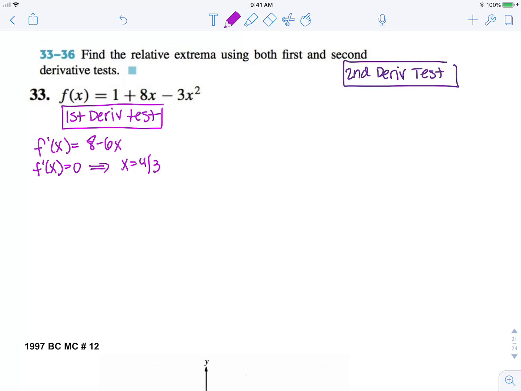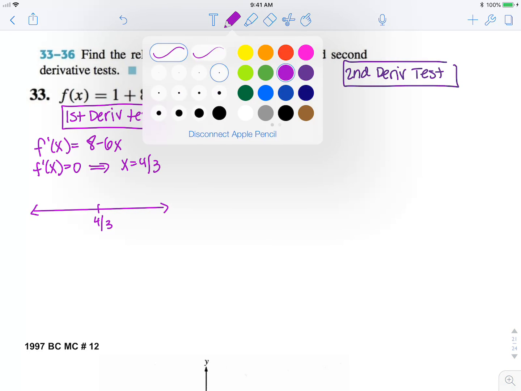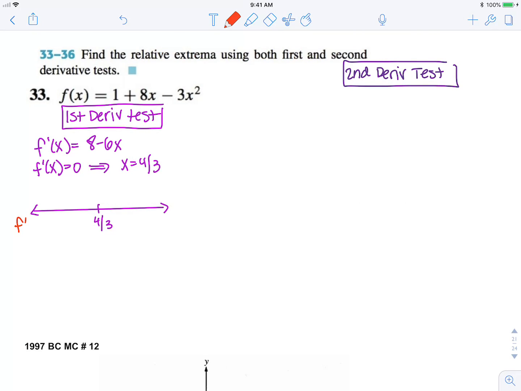So now I can do a sign chart to compare my first derivative to my graph. Now this part is not really required, but it's helpful for visualizing what's going on. So if I pick a number less than 4/3 to plug into my derivative, I get a positive number, which means my function's increasing. If I pick a number greater than 4/3 to plug in, I get a negative number, so it's decreasing. So we can see that 4/3 is where the relative max occurs.